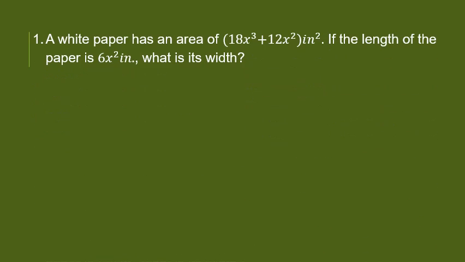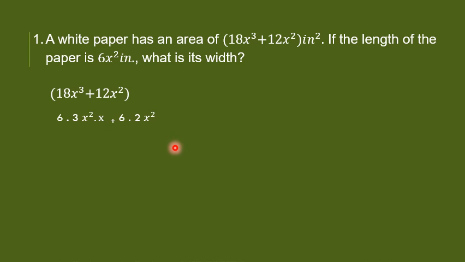Number 1, a white paper has an area of 18x cubed plus 12x squared inches square. If the length of the paper is 6x squared inches, what is its width? Alright, we have the common monomial factor there, so we need to get the factor: 6 times 3x squared times x plus 6 times 2x squared.